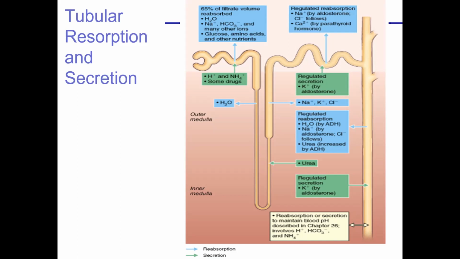Somewhere in the collecting duct, it stops being filtrate. We start calling it urine. And depending on whether we have antidiuretic hormone or not: if we have antidiuretic hormone, we're going to produce a concentrated urine. If we don't have it, we're going to produce a dilute urine. Anything that inhibits the action of ADH is going to produce a dilute urine.